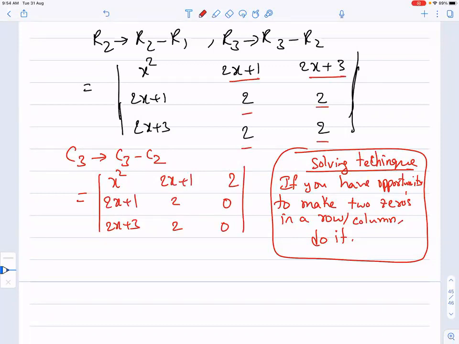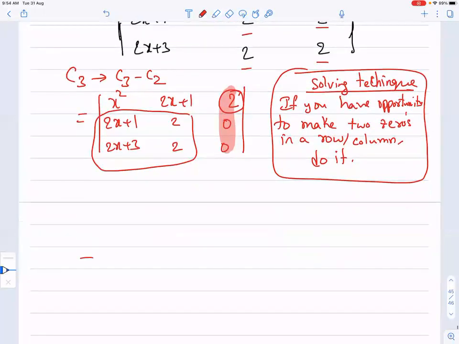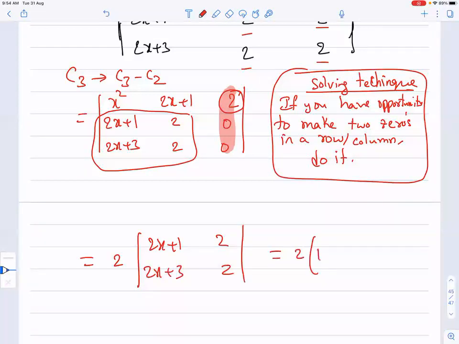Now simple expansion. So expansion with respect to which row or column? With respect to this column, we need to expand. Correct, students? Because 2 zeros are already there. We just need to do 2 into the determinant of these 4 elements. Correct? So expansion is 2 into (2x plus 1, 2, 2x plus 3, 2). That's going to give us 2 times (4x plus 2 minus 4x minus 6). 4x, 4x cancel, 2 minus 6 is minus 4, minus 8 is the answer.